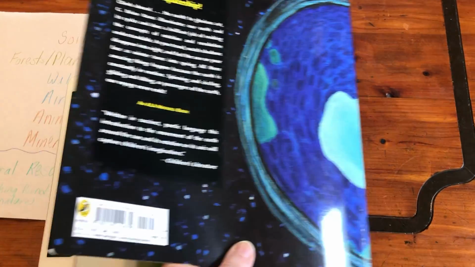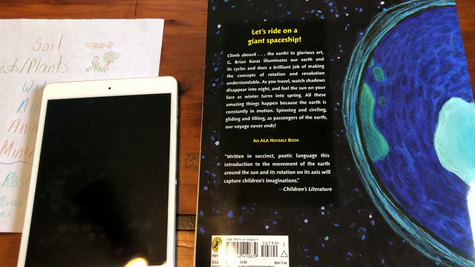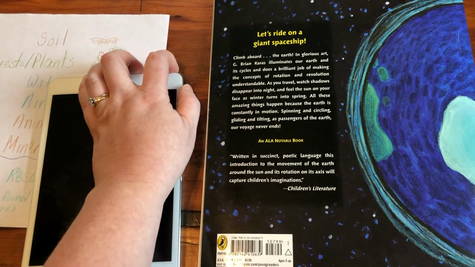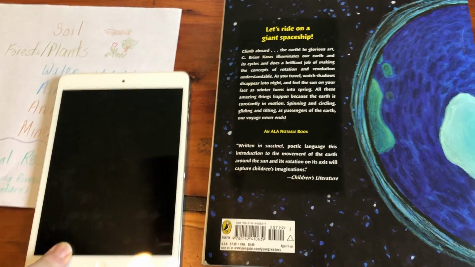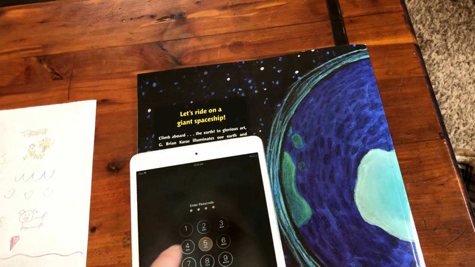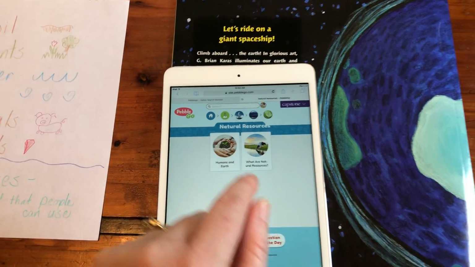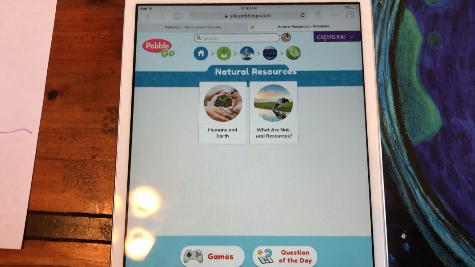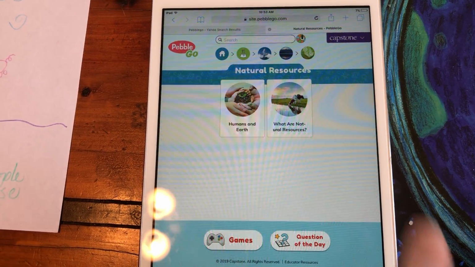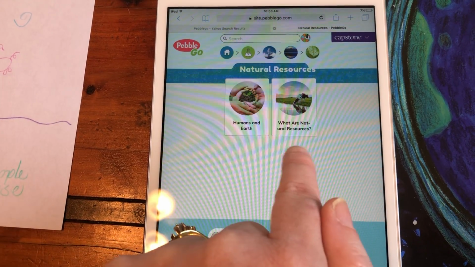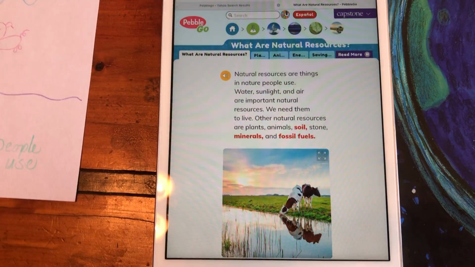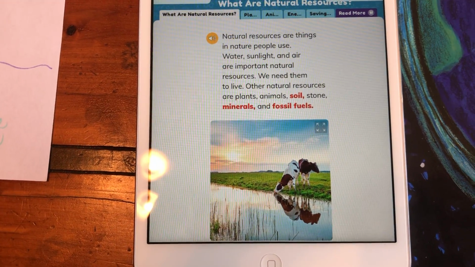That was a great review of all the things we've learned about Earth and a good beginning to learning about natural resources. Now we're going to look at that PebbleGo site that we looked at quite often in class. So I have my PebbleGo site here, and if I clicked on Science and then Earth Science, there's a spot that says, what are natural resources? Fantastic, because that's what we're learning about. Let's see what PebbleGo has to say about natural resources.